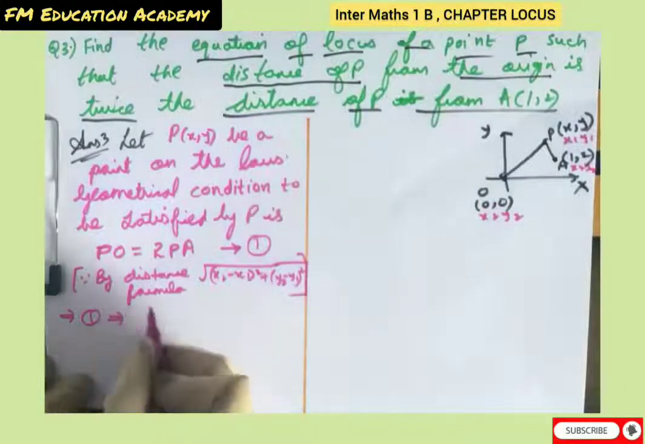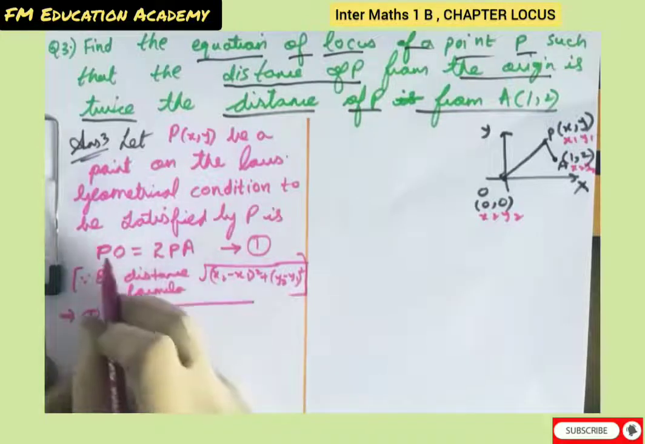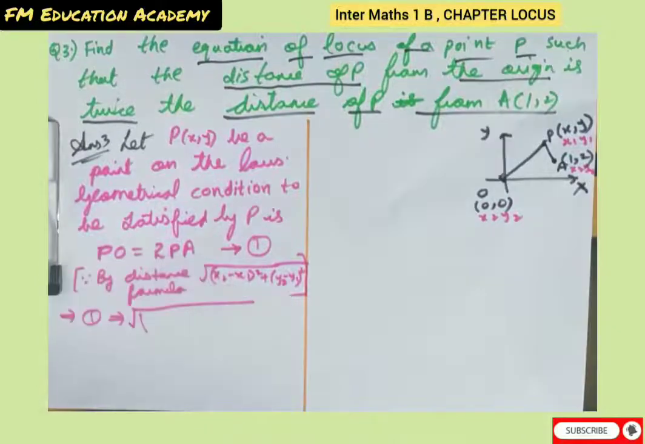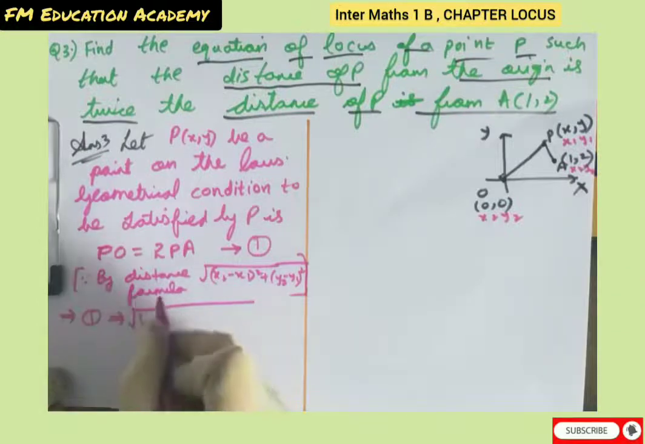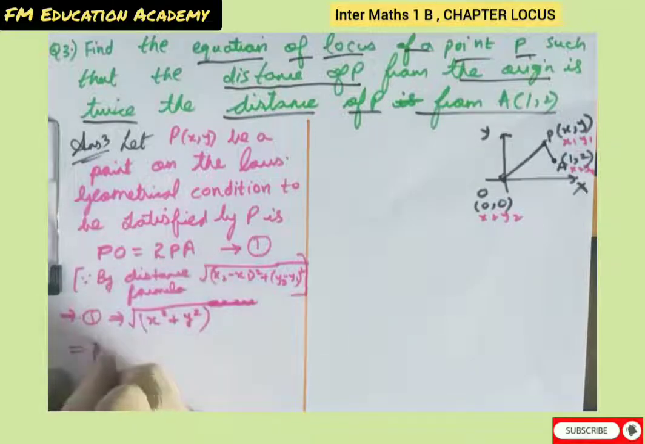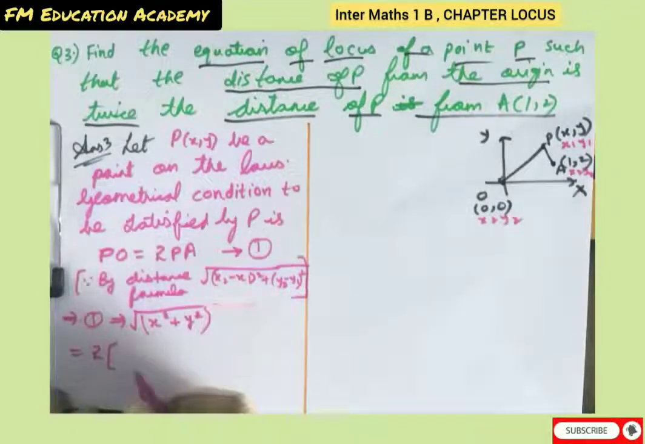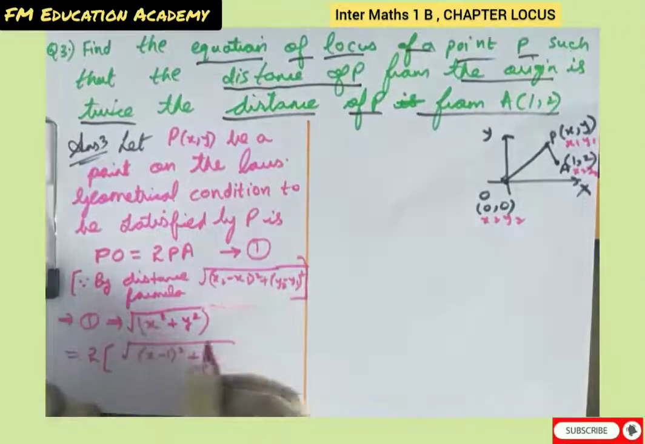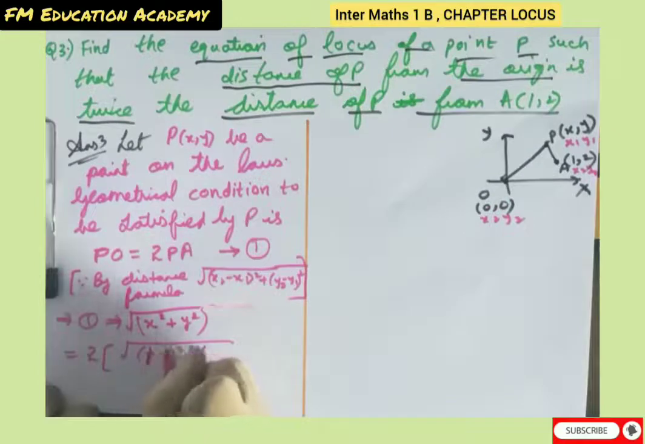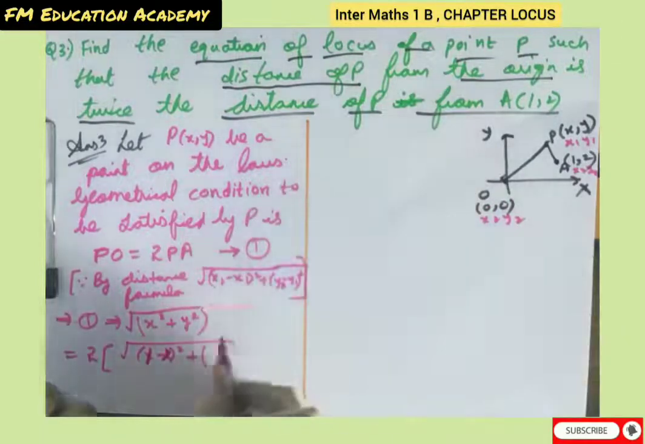So PO means, one more formula we know, the distance of P from origin is root of x square plus y square. This is the distance of origin formula. So directly we'll write root of x square plus y square equals 2 times PA. PA here is root of (x2 minus x1), means (1 minus x) whole square, plus (y2 minus y), means (2 minus y) whole square.